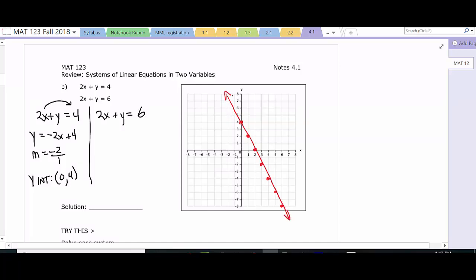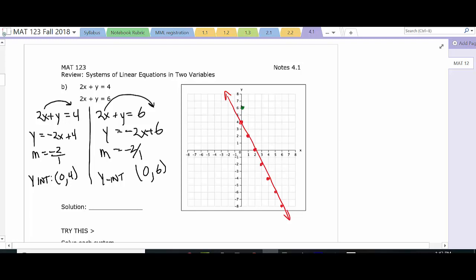All right, we'll do the second one. Again, you basically do the same thing. You move the x to the other side to get y equals negative 2x plus 6. This time the slope is negative 2 over 1, and the y-intercept is (0, 6). So you're going to start with the y-intercept of 6. What happened on the slopes? They turned out to be the same.